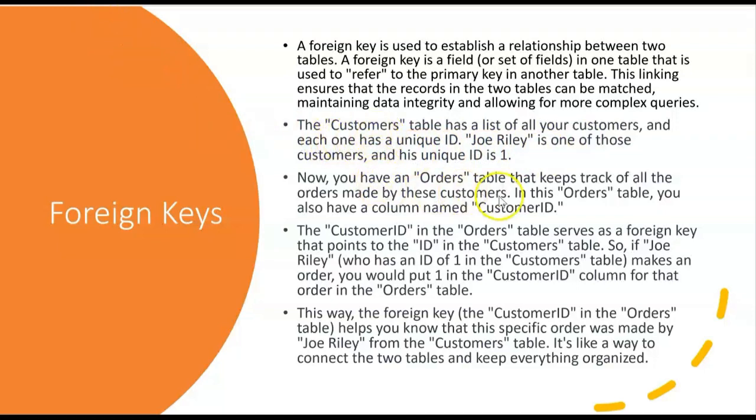Now we have an orders table that keeps track of all the orders made by these customers. In this orders table, you have a column named customer ID. The customer ID in the orders table serves as a foreign key that points to the ID in the customers table. So if Joe Riley, who has an ID of 1 in the customers table, makes an order, you would put 1 in the customer ID column for that order in the orders table. This way, the foreign key, the customer ID in the orders table, helps you know that this specific order was made by Joe Riley from the customers table. It's like a way to connect the two tables and keep everything organized.